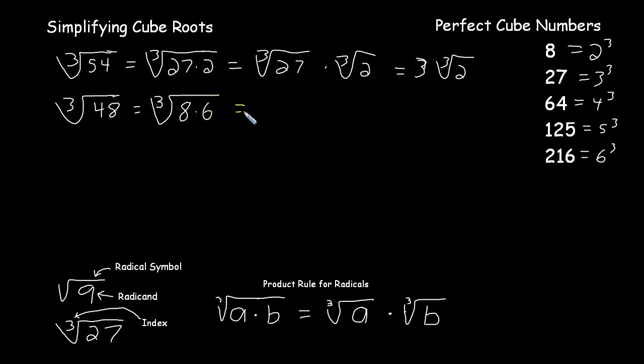And we can use the product rule for radicals and write that as the cube root of 8 times the cube root of 6. Cube root of 8 is 2, and we have the cube root of 6 left over.